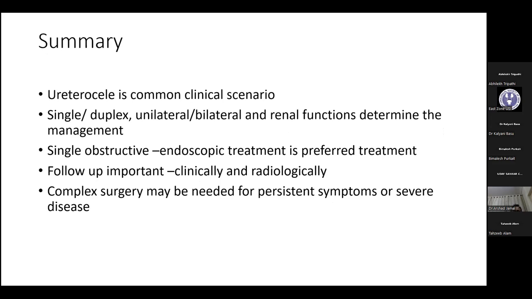Endoscopic treatment is the initial preferred approach. Follow-up is very important, both clinically and radiologically. Complex surgery may be needed for persistent symptoms or severe disease from the very beginning. Any question or anything you want to know from the student side, you can ask.